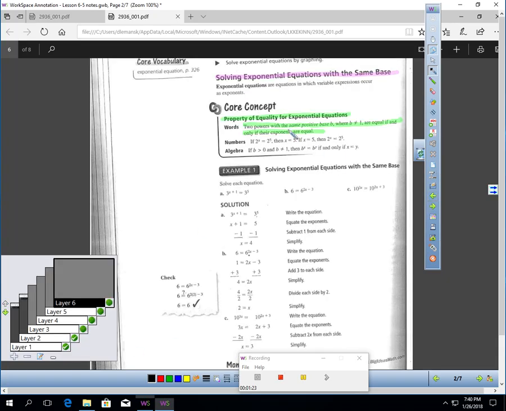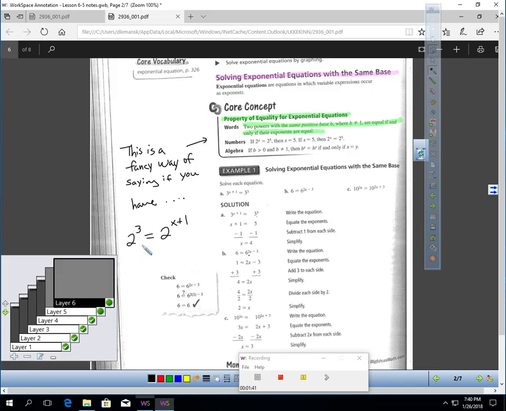Now, in order to do that, we have to know this: two powers with the same positive base, b, where b is not equal to 1, are equal if and only if their exponents are equal. So that sounds, again, kind of confusing. This is a fancy way of saying if you have something like 2 to the third power equals 2 to the x plus 1 power. Now, I want you to notice, do you notice how we have the same base? We have a base of 2. Let me underline that. We have a base of 2 for each. If we have the same base, the powers must be equal. That means 3 must equal x plus 1.